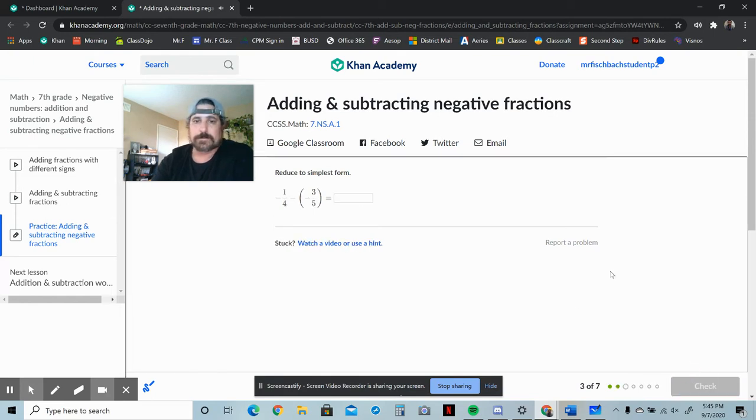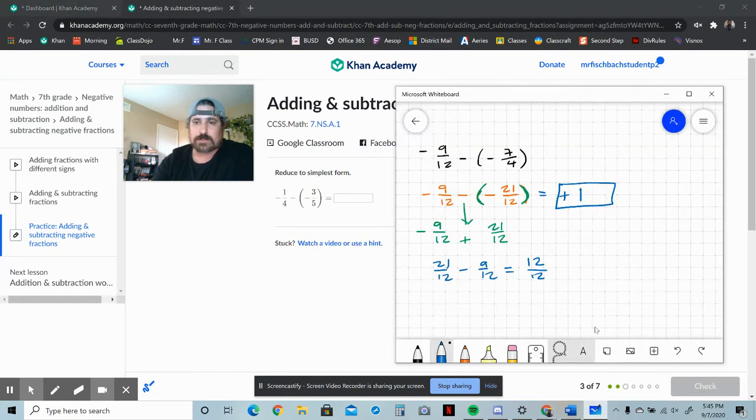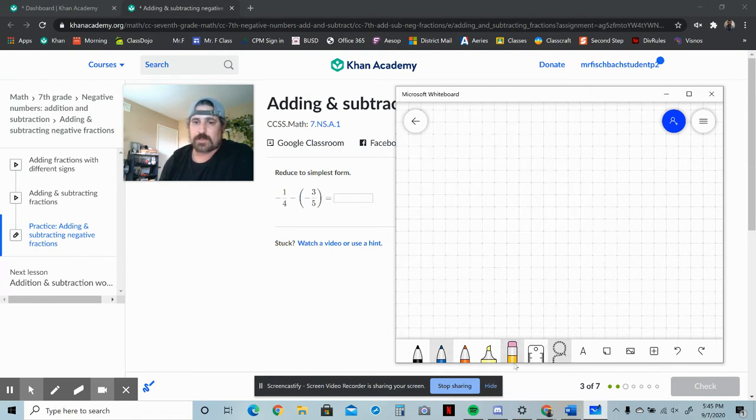Keep going. All right, next one. Similar problem. Let's go through and do it. I think you guys are getting the hang of it, so we can go a little faster. So in this case, you've got negative 1/4, and you're taking away a negative 3/5. First thing I want to do is change the subtraction to addition. So that means it's going to be a positive on the right because taking away a negative is the same as adding a positive. So we're going to have positive 3/5 there.